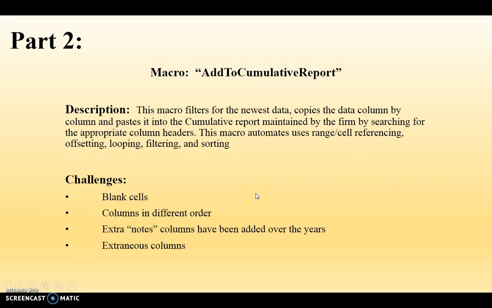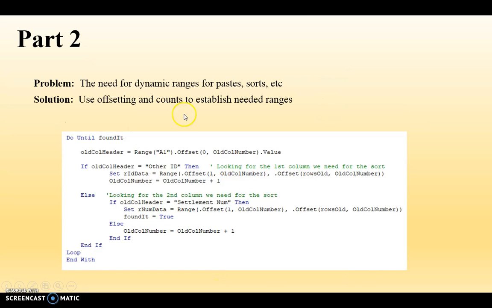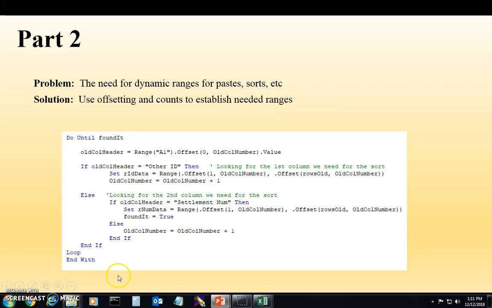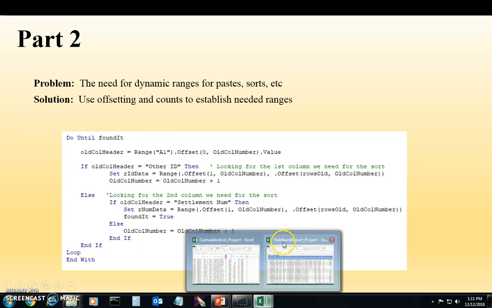So some challenges, exactly the same as I had with the first macro. Blank cells, columns in different orders. Sometimes we've added extra notes columns, extraneous columns, and those were all handled in the same way that I discussed previously. So before we get to this, let me show you what we have here.